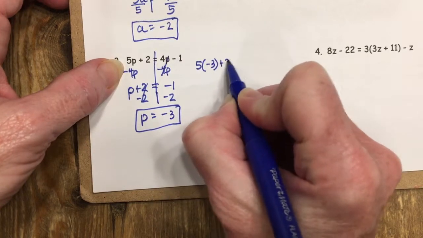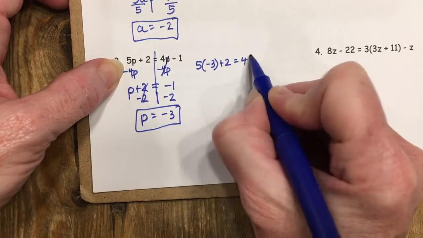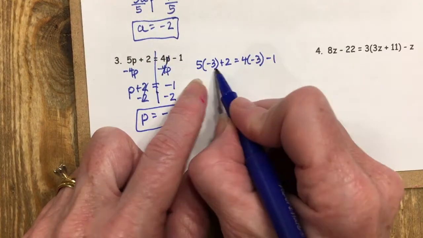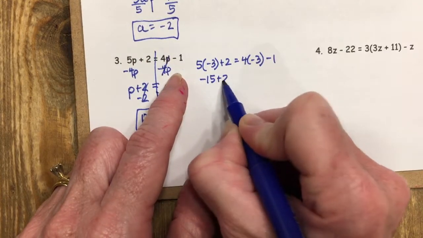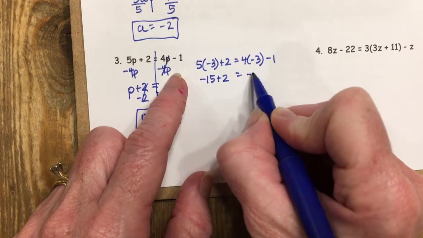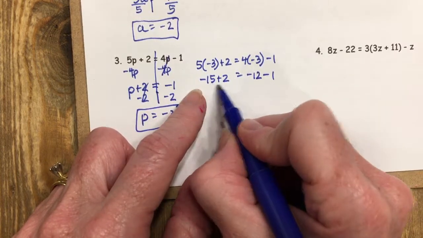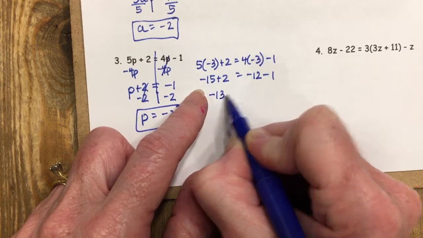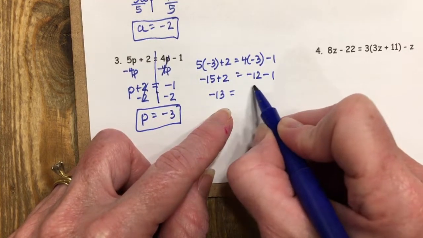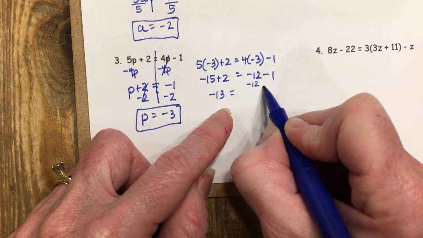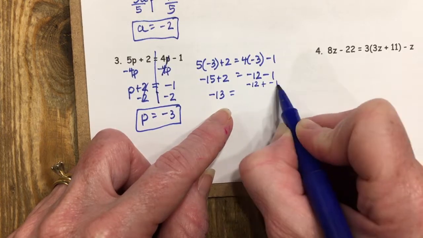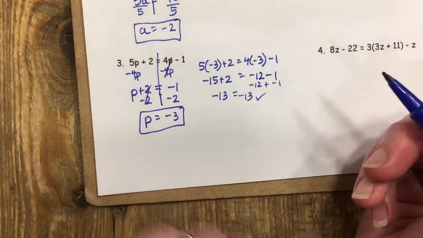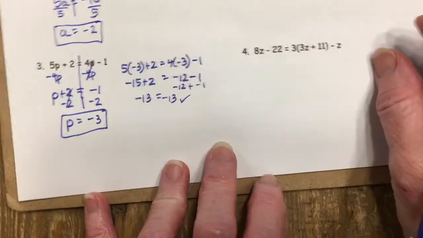5 times negative 3 plus 2, and 4 times negative 3 minus 1. See if both sides come out equal. 5 times negative 3 is negative 15 plus 2. Over here, 4 times negative 3 is negative 12 minus 1. Negative 15 plus 2. They have different signs, so I subtract. I keep the largest sign, negative 13. Negative 12 minus 1, I'm going to keep, change to add, change to the opposite, and then add these because they're the same. So I can see negative 13 equals negative 13, so negative 3 is the solution.